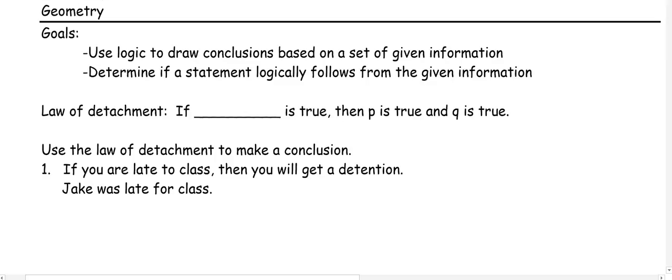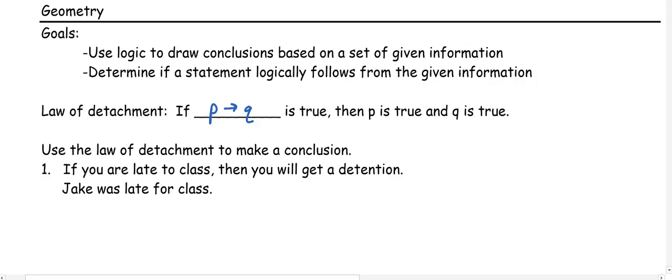This video is about using logic to draw conclusions based on a set of given information and to determine if a statement logically follows from the given information. So the law of detachment means if P to Q is true, then P is true and Q is true. So if the whole sentence makes sense, P to Q, then each part would be true.